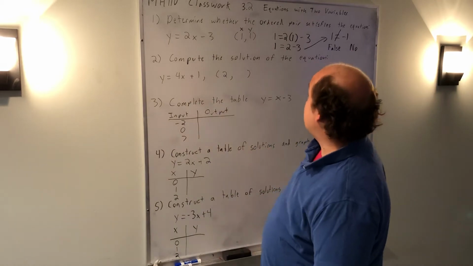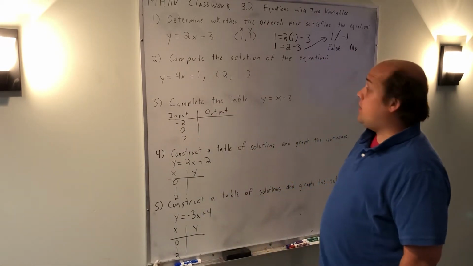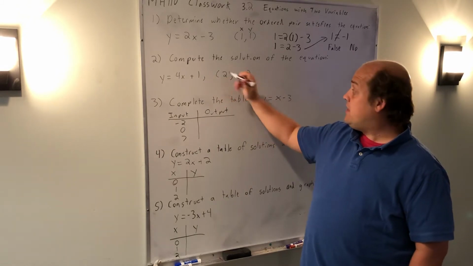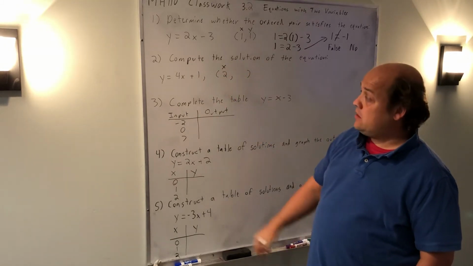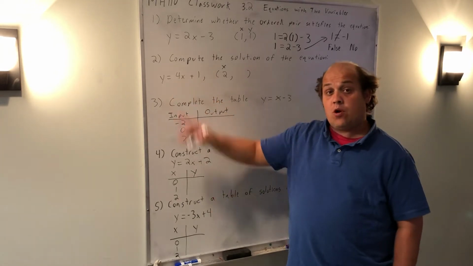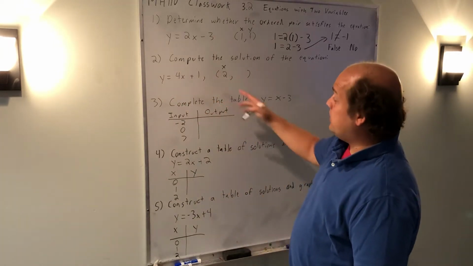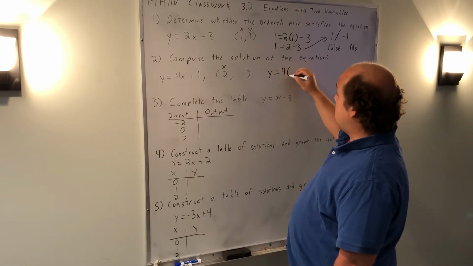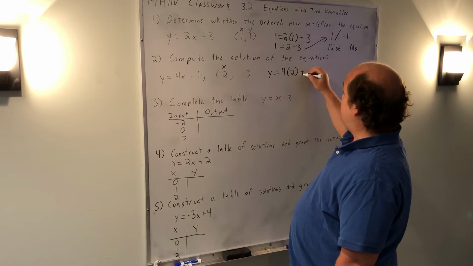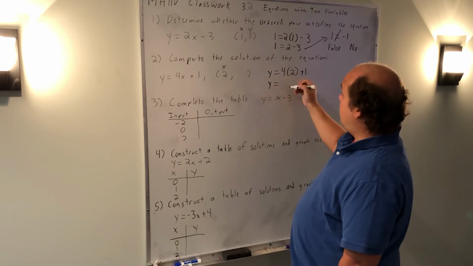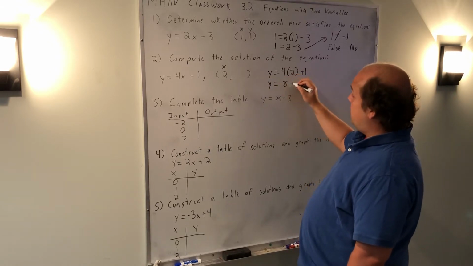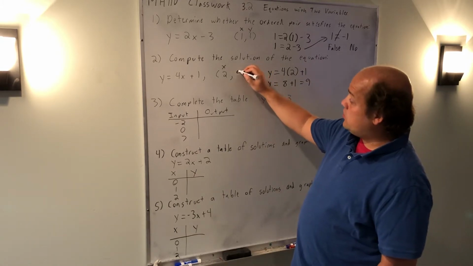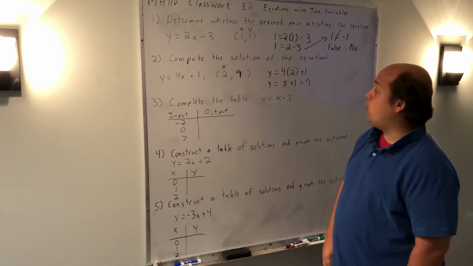In problem 2, it asks us to compute the solution of the equation where it tells us one of the numbers in the ordered pair. Specifically, it gives us the value for x. So I'm going to take the equation, anywhere where I see an x, I'm going to replace it with this 2. So it's going to become y equals 4 times 2, replacing the x, plus 1. That means y equals 4 times 2 is 8, plus 1, which gives me 9. So the solution is 2, 9 as an ordered pair.